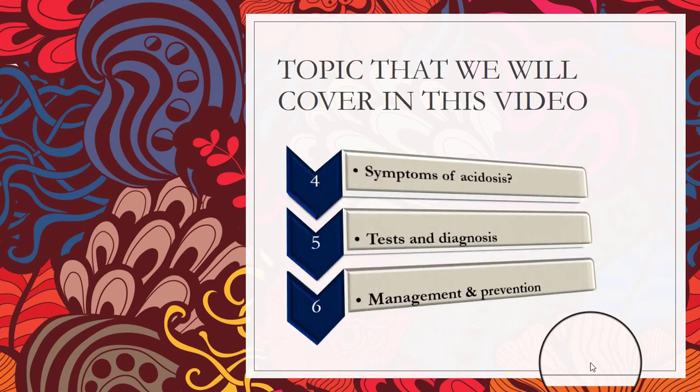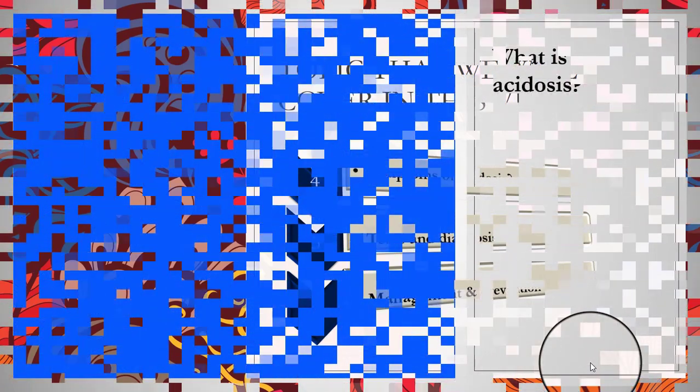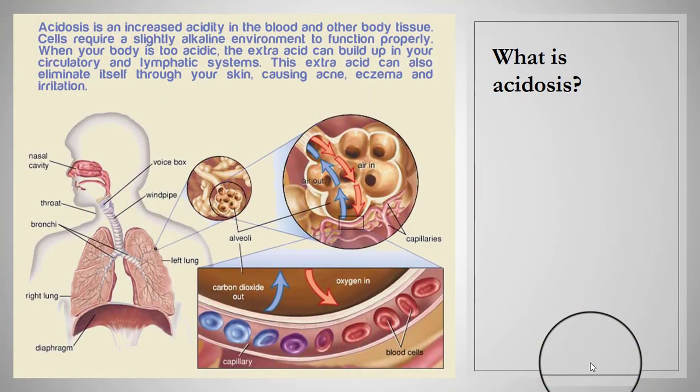Then next we'll discuss the diagnostic criteria, that is, what are the investigations that you can perform if you are suffering from acidosis or if you have any doubt that you are suffering from acidosis. Then lastly we will discuss the management and the prevention of acidosis, very important. So these are the basic topics that we will cover in this video. So let's start.